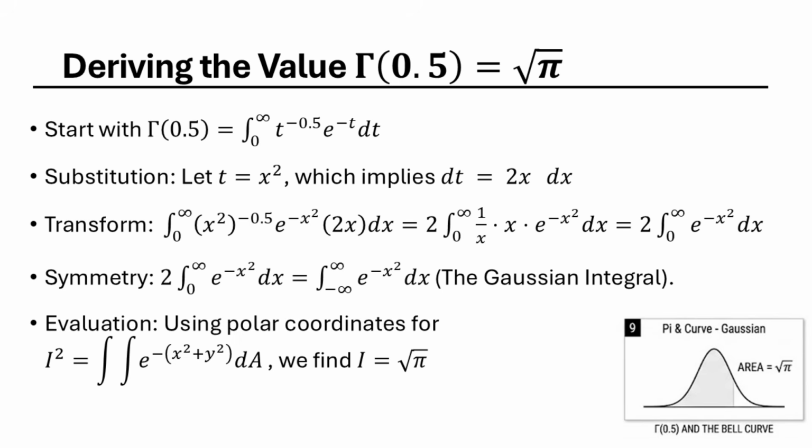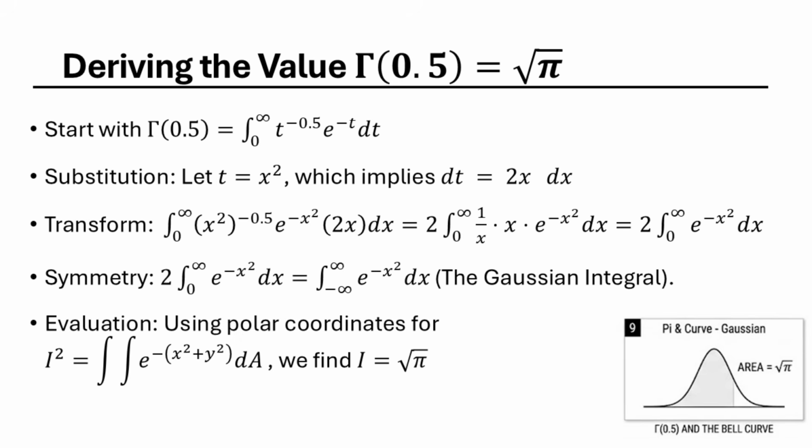This looks difficult to solve directly, so we use a clever substitution. Let us set t equal to x squared. If we take the derivative of both sides, we find that dt equals 2 times x dx. Now, let us substitute these values into our integral. The term t to the power of negative 0.5 becomes x squared to the power of negative 0.5, which simplifies to 1 divided by x. The e to the power of negative t becomes e to the power of negative x squared. Finally, we replace dt with 2 times x dx.